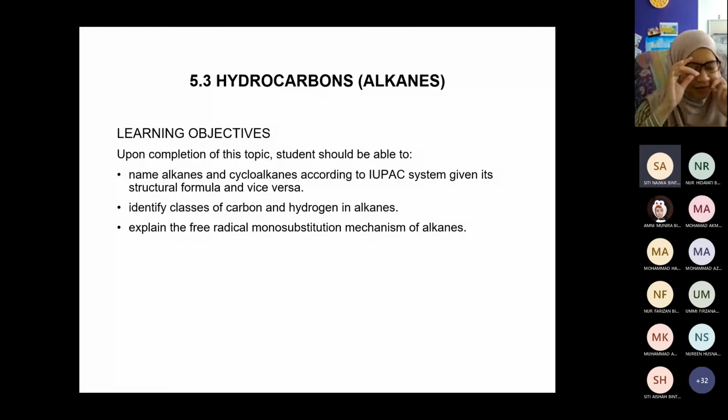Alright. Okay, kalau clear, this is based on your response. Let's just proceed to 5.3. Okay, hydrocarbons, the focus is on alkanes. So for alkanes alone, these are the learning objectives that you should be covering. Okay, and then later on we will cover the alkenes and other functional groups as well.